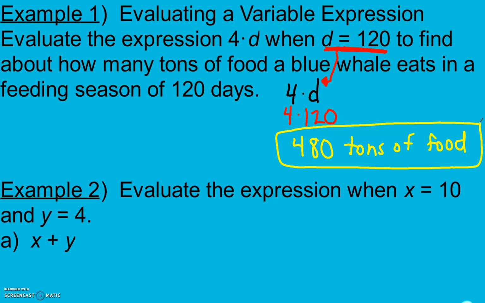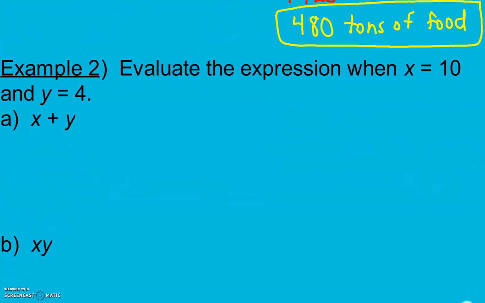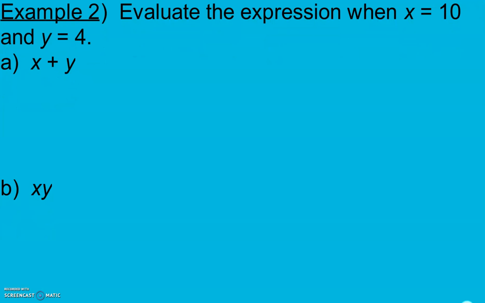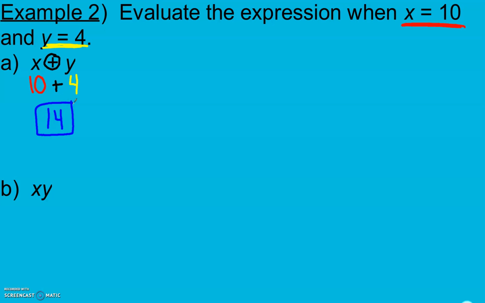In example 2, we're going to do the same thing here. We're going to evaluate the expression when x is 10 and y is 4 for both a and b. So I have x is 10. So everywhere I see an x, I'm going to write 10. And I have y is 4. So everywhere I see a y, I'm going to write a 4. I'm going to bring everything else down. So we didn't change the plus sign. 10 plus 4, 14. That's what we get when we evaluate that expression.